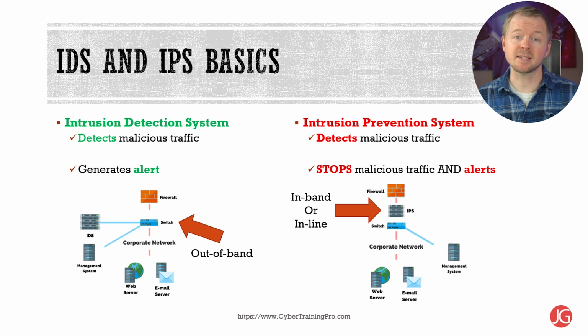Besides the fact that an IPS is actually going to stop attacks instead of just generating an alert, an IPS also sits in line with traffic, meaning that everything is going to run through that device. Since an IPS sits in line, we refer to IPS as active, and we refer to an IDS as passive. Let's talk about the two different types of deployment methods that we can use for each type of system.